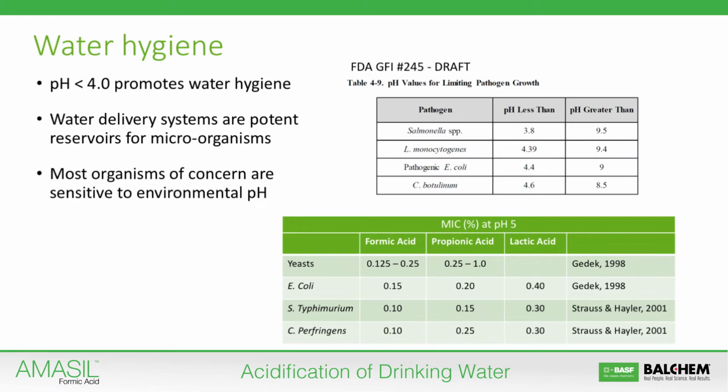And as it pertains to water hygiene, pHs below 4 promote water hygiene. This is because, as we said before, water tends to be a reservoir for different microorganisms on farm, and most of the microorganisms that we are concerned about are sensitive to environmental pH. For example, this is a table excerpted from the FDA's latest guidance for industry for FSMA, and they talk about the value of pH for limiting growth of pathogens, and they give some pH limits for some pathogens of traditional interest. There's also research in the literature. Giedick and Strauss and Haler have done some work where they looked at the minimum inhibitory concentrations of different types of microbes that you might find in drinking water and how the different acids compare.